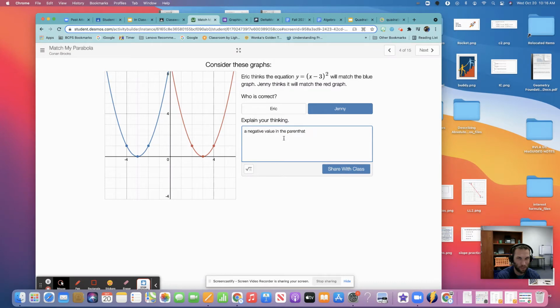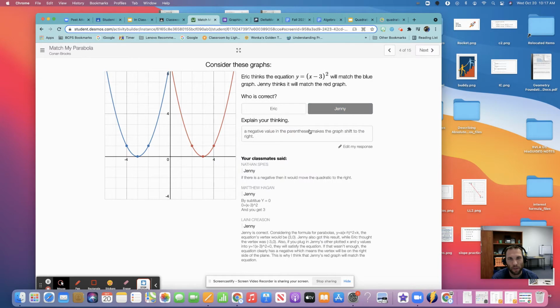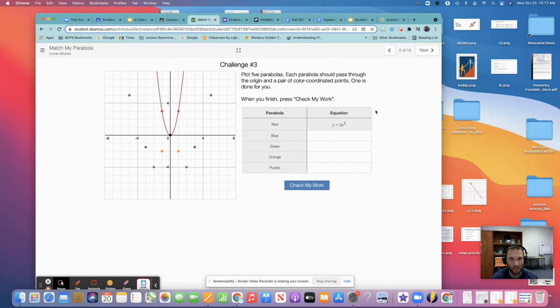You should be able to say, like, a negative value in the parentheses makes the graph shift to the right. Okay, something along that line. You can mention h if you want to. You can say h is a liar if you want to. You can say the direction of the shift is opposite of what you would think because the negative makes it go right and the positive makes it go left. It should be something like that in full sentences, right?